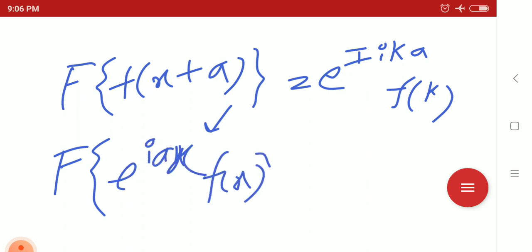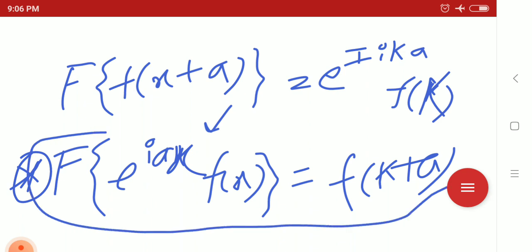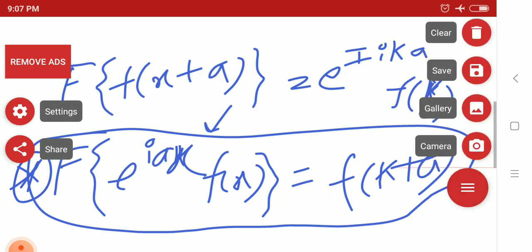e to the power iota x f of x, so what will the Fourier transformation be? The Fourier transformation of e to the power iota x f of x will be f of k plus a. It is also a shifting property, so note it down. E to the power iota x f of x will be f of k plus a.